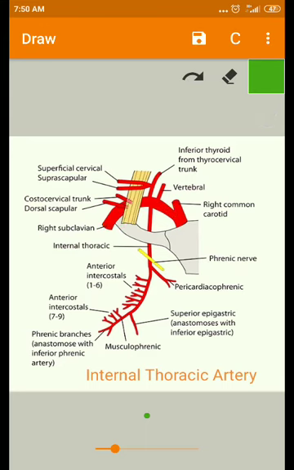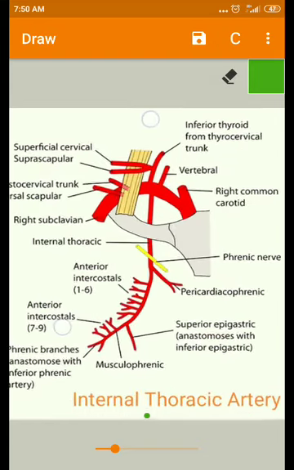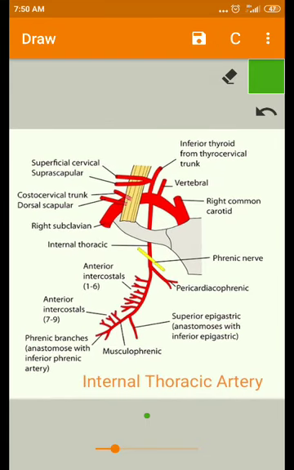So how many parts? This scalenus anterior muscle is dividing this right subclavian artery into three parts. One is the first part, and below this scalenus anterior muscle, the second part, and this one is the third part. Okay, so the same thing we have seen in the axillary artery, isn't it? Yes.